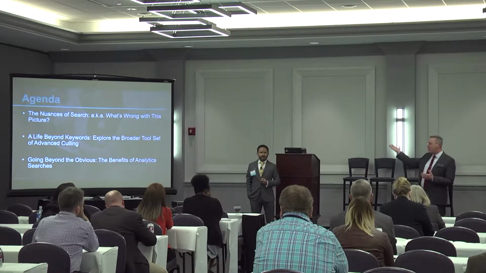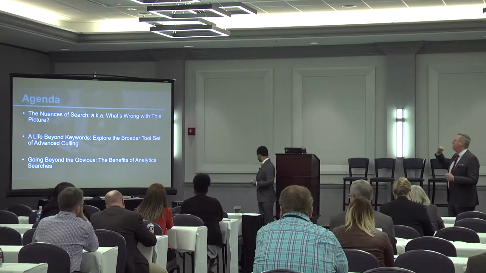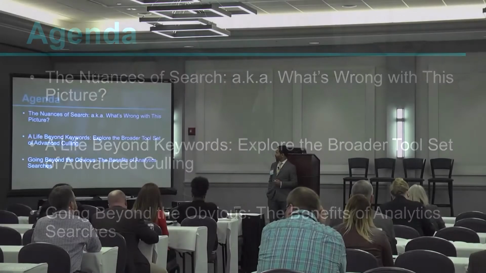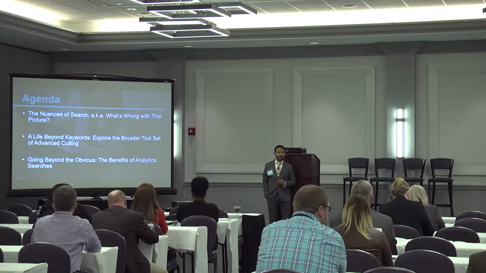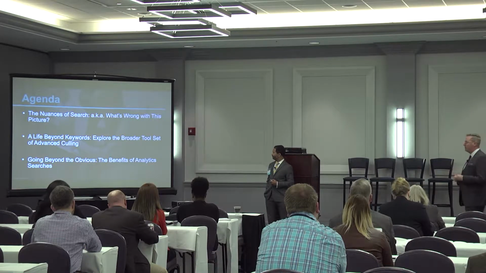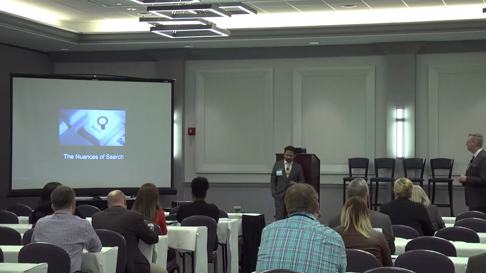So what we want to talk about today on our agenda is we're calling this the nuances of search, also known as what's wrong with this picture. We're going to go through some scenarios of searching, some common misconceptions, things that you can take with you to get over those misconceptions, and then, of course, a life beyond keywords. What do you do with all this data, metadata, or information that you have? How do you get through it and prioritize your documents based on that? And then we're going to go beyond the obvious and talk about the benefits of analytic searching. There are a lot of good tools, especially in Relativity, of course, for using analytics to cull your data or to find exactly what you're looking for in a particular matter.